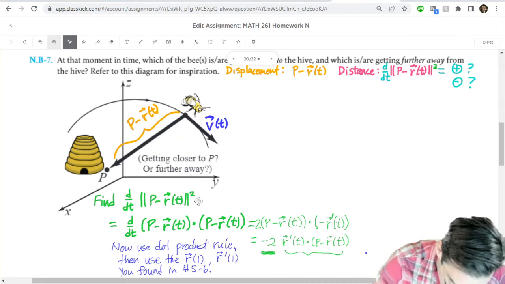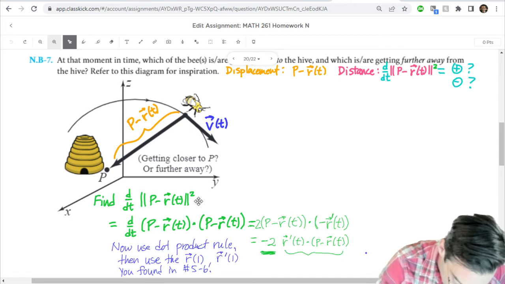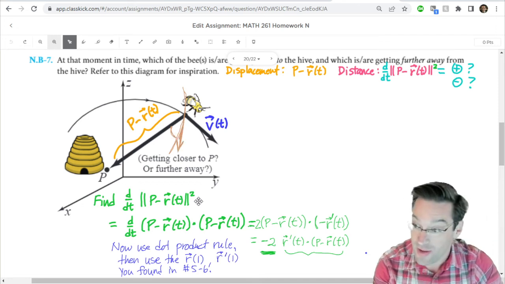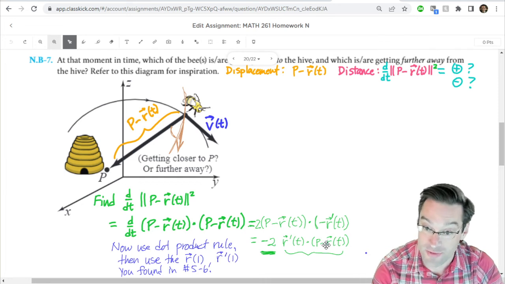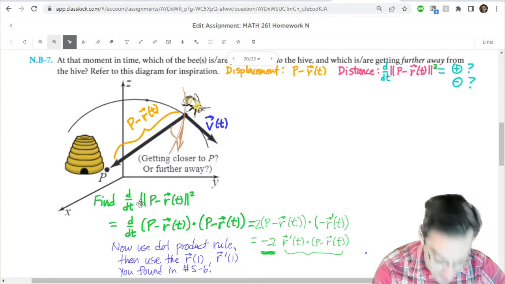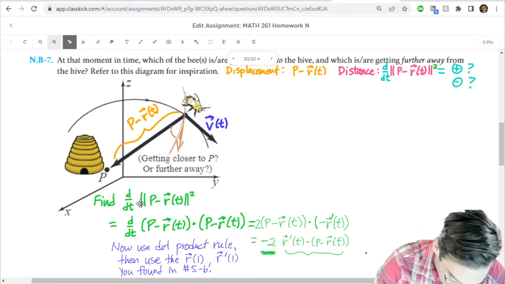And conversely, if I had a bee that was instead making an acute angle in its velocity vector with the displacement, then this dot product would be positive, and multiplying that by -2, this time derivative would be negative, which means that the bee's distance to the hive would be decreasing. The bee would be getting closer to the hive at that point.